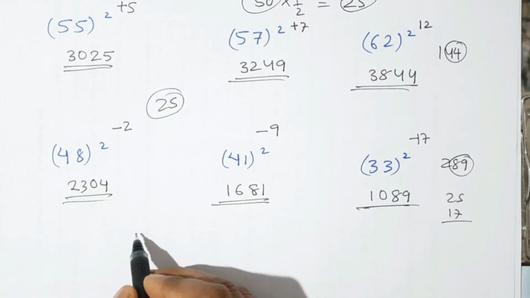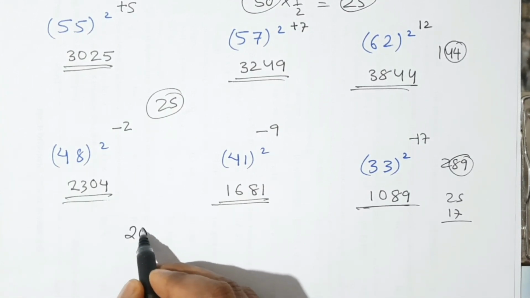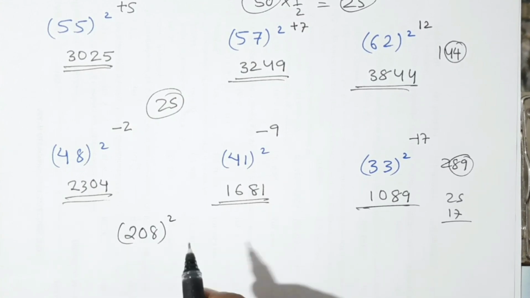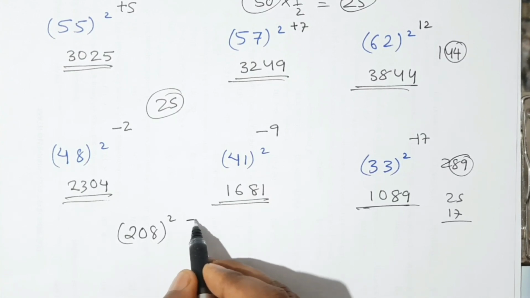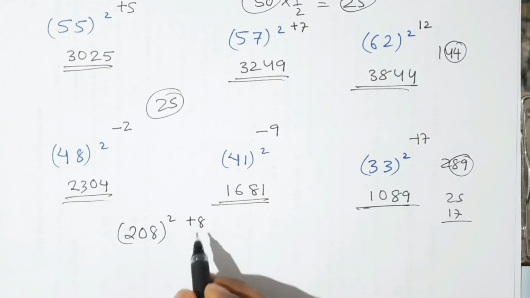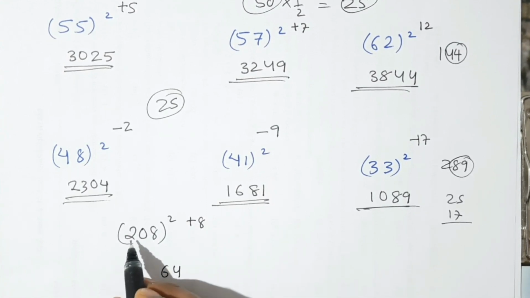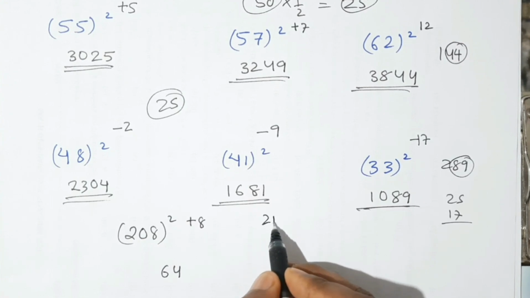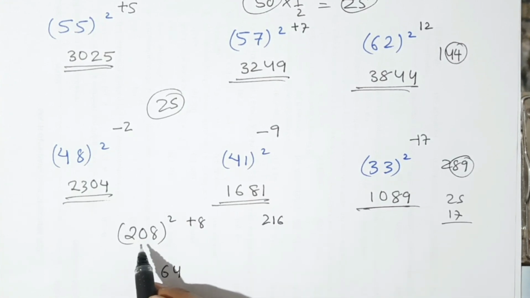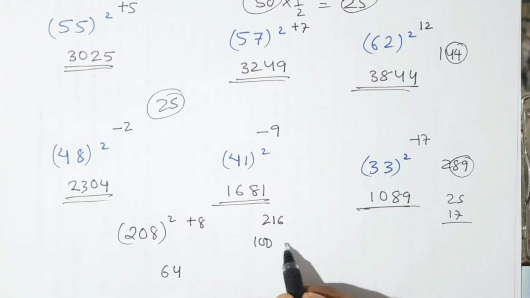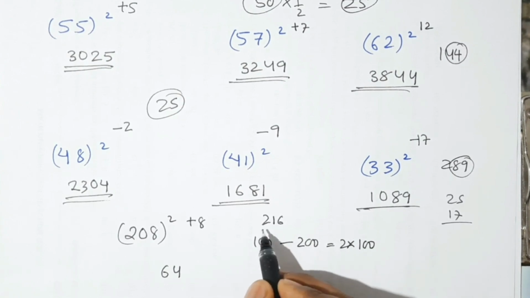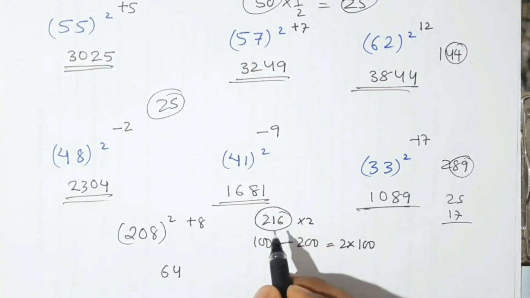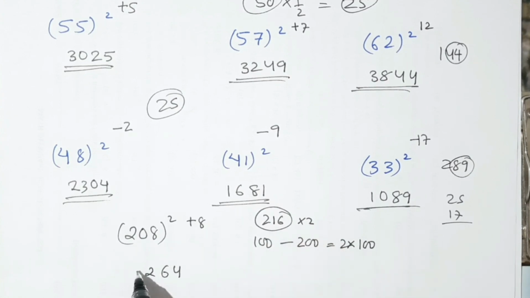Similarly, if we have a number like this, suppose I'll take 208. To find the square of 208, this number is actually closer to 200. So this is 8 more than 200. Our process is the same. First 8 square is 64. Now 208 plus 8 is 216. But here instead of 100, our base is 200, and 200 is 2 times 100. That means we are going to multiply this number by 2. So 2 6s are 12, 2 1s are 2, plus 1 is 3, 2 2s are 4. So this is the square of 208.